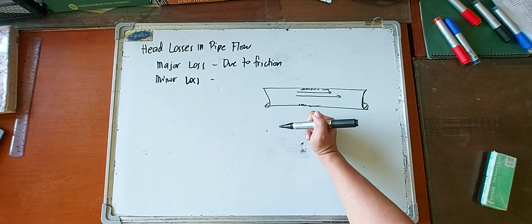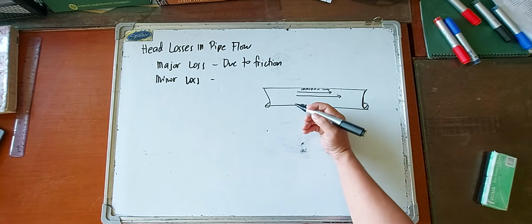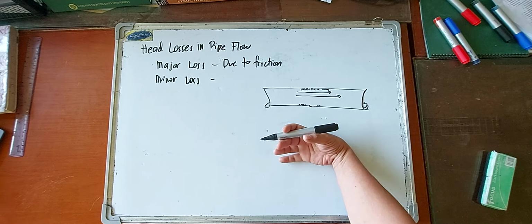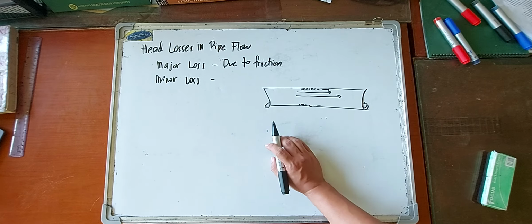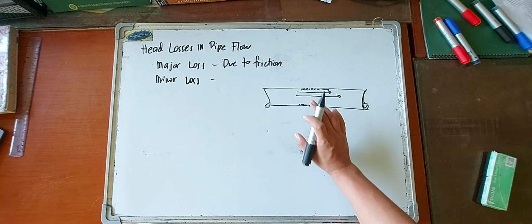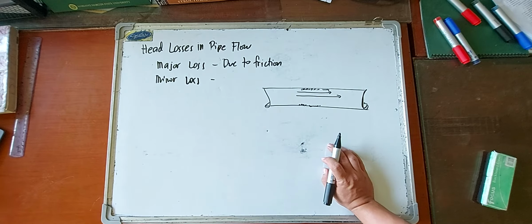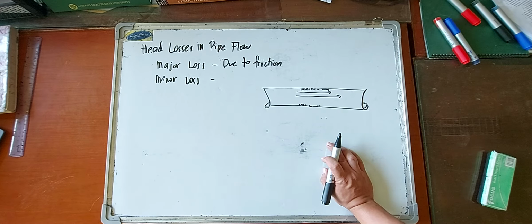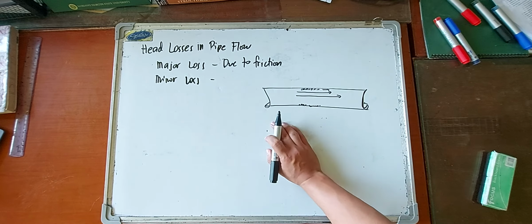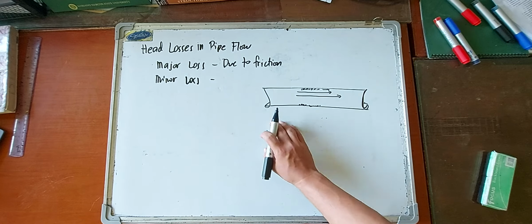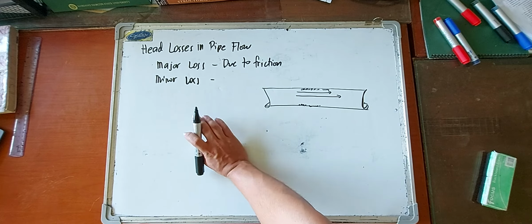Pag mas rough yung wall ng pipe, that means mas malaki yung loss of energy. The major head loss is also inversely proportional to some power of the diameter. So pag mas malaki yung diameter, mas maliit yung loss of energy, no? Then 5, it is independent of the pressure which affects fluid motion. So the major loss, the pressure inside the pipe, has nothing to do with loss of energy.